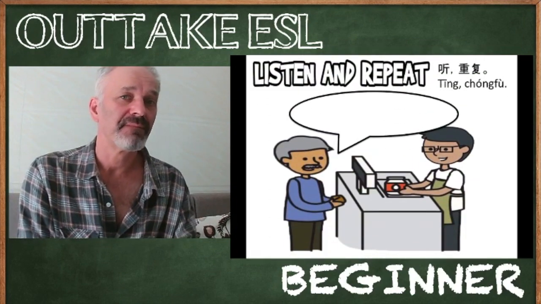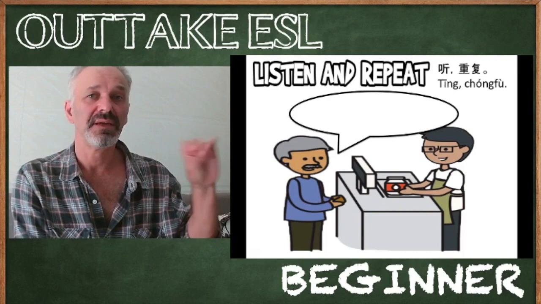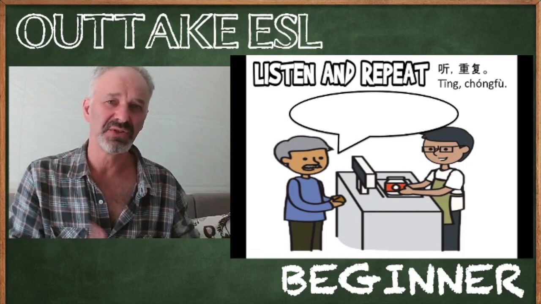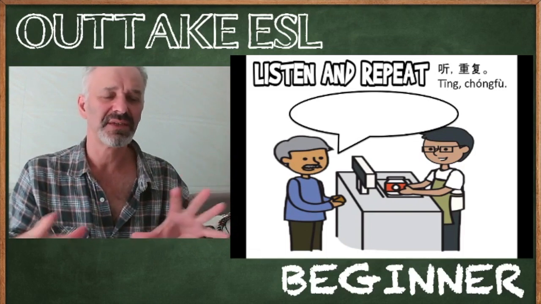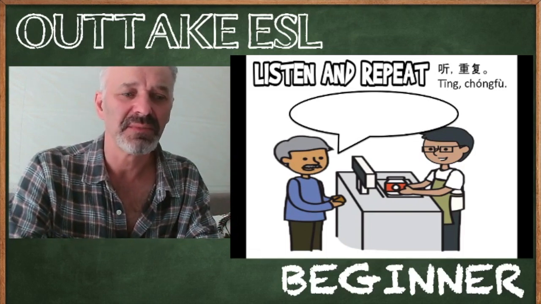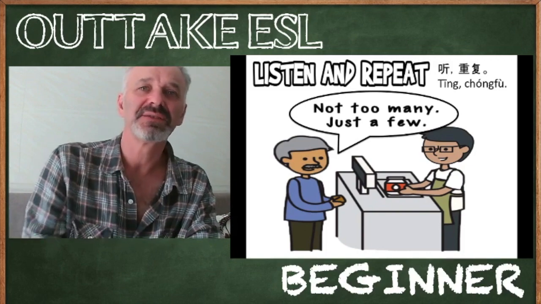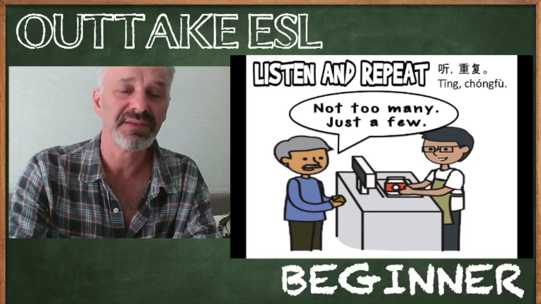Not too many, just a few. You just listen, see if the majority of the class got it, or just some students got it. If just some students get it, then maybe you want to show them the language. Not too many, just a few, and then you have everybody repeat it.